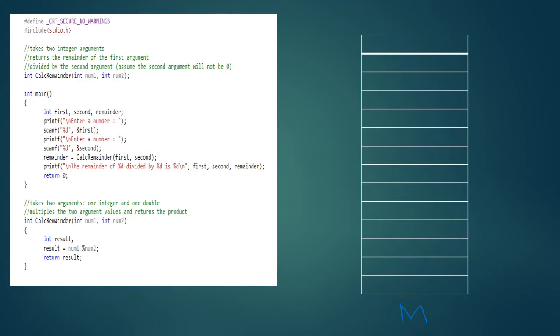Once your program compiles, it's going to start executing at the first instruction at the beginning of the main function. The first instruction is going to declare three variables. When you declare variables, technically what you're doing is allocating memory for those variables. So this is a memory map. This represents the RAM of your computer. The first thing that's going to happen when this program executes is these three variables, first, second, and remainder, are going to be allocated memory. That's what happens when you declare a variable.